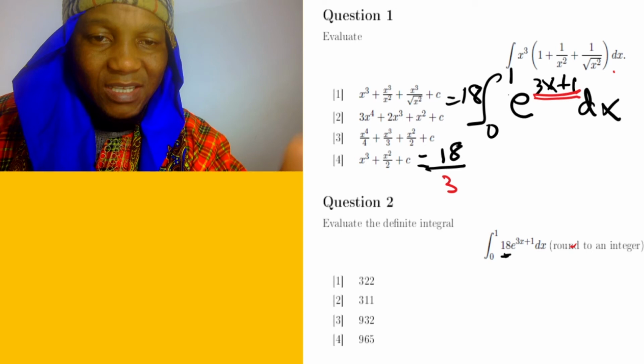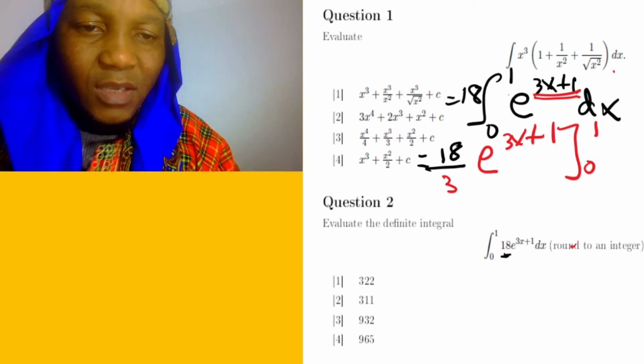But we're not going to add plus C for this case because we have our limit, 0 to 1. So the next thing, put your limit in. But before that, negative 18 over 3 is equal to negative 6. So this is going to give us negative 6 here. Okay, simply write negative 6.